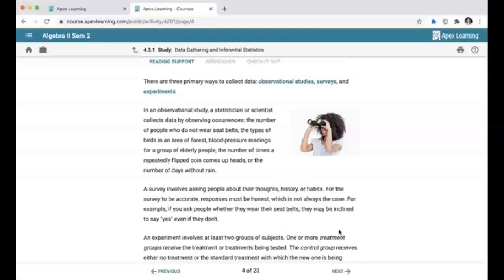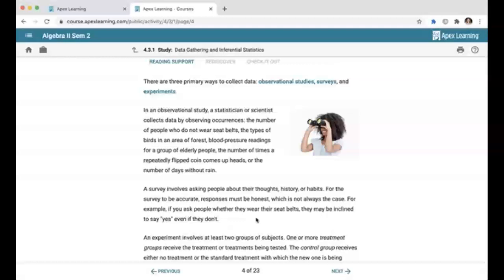Those are types of surveys, okay? And obviously for a survey to be accurate, the responses must be honest. But this raises a problem because sometimes people aren't honest. For example, if you ask someone if they wear their seatbelt, they're going to say yes most of the time, right? So a lot of times with surveys, if it's a question of morality, people might be more inclined to be dishonest.